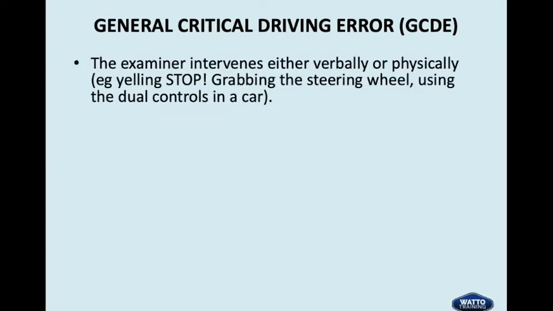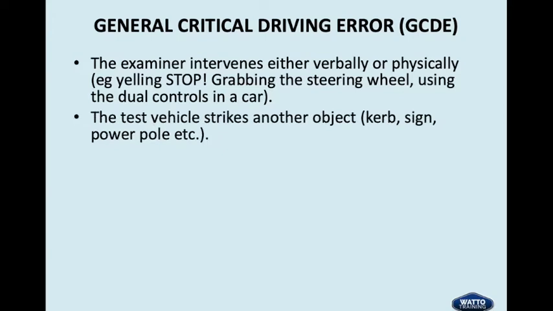Okay, next we go to the general critical driving errors. So these are critical driving errors as well, but they're more of a general nature, and there's 4 different types. The examiner intervening either verbally or physically. For example, they might yell stop because someone might be reversing back and someone might be standing behind them, grabbing the steering wheel, or using the dual controls in the car, to name a few. The test vehicle strikes another object, e.g. a curb, a sign, or a power pole.